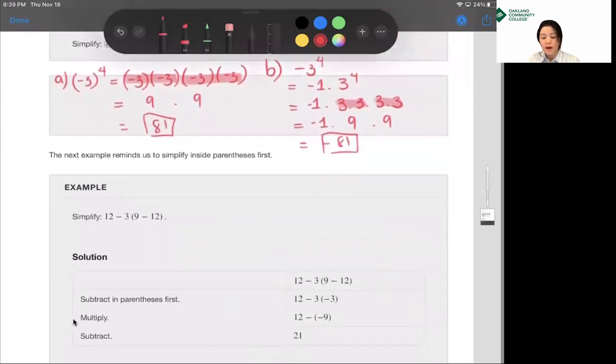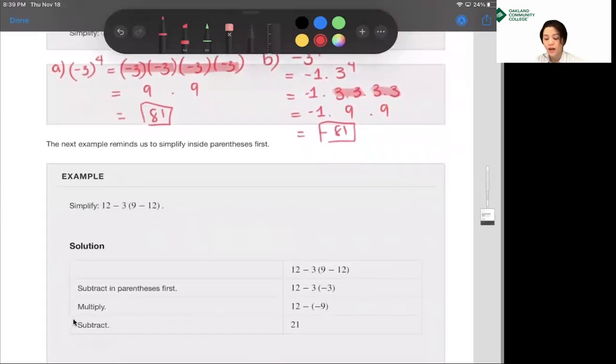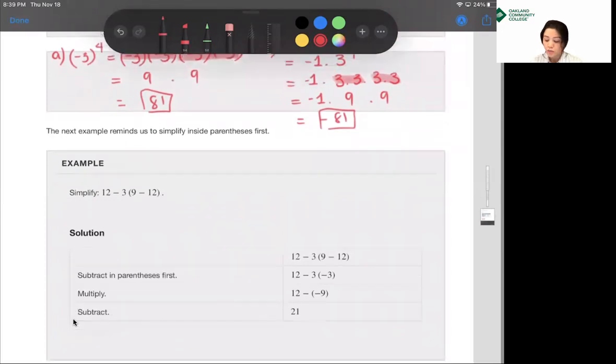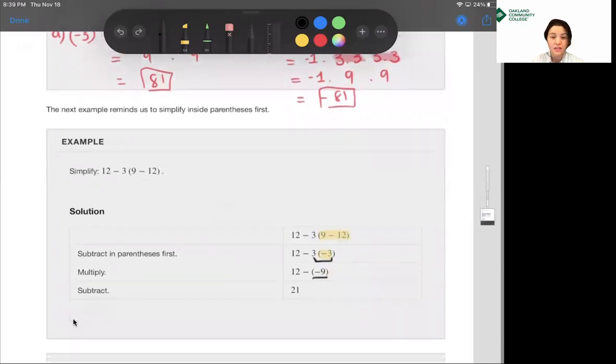For the next example, it reminds us to simplify inside the parentheses first. So when you have an expression and they ask you to simplify it, the rule here is that you simplify inside the parentheses first. For example, I have 12 minus 3 times the quantity of 9 minus 12. So subtract in the parentheses first. 9 minus 12 is -3. Right? And now apply the order of operations. 3 times -3, that's -9. Right? 12 minus -9, the two minuses become a positive. So 12 plus 9 is +21.